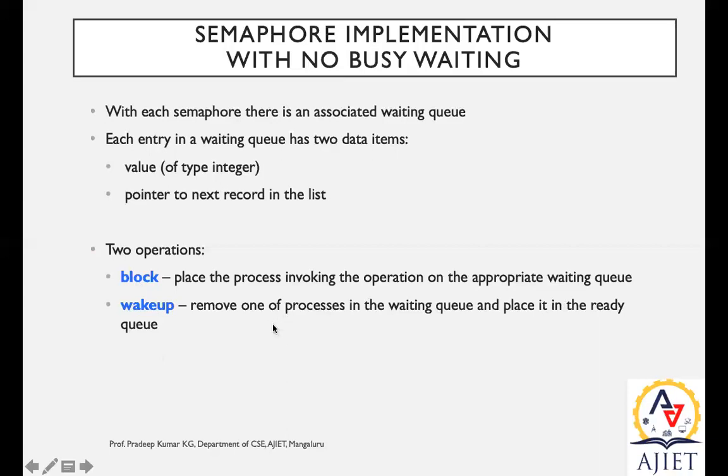Remove one of the processes in the waiting queue and place it in the ready queue. So this is a solution with no busy waiting, because every individual process is supposed to wait in the ready queue or waiting queue. Every individual process will have some value in the queue. So this is one of the solutions for busy waiting.